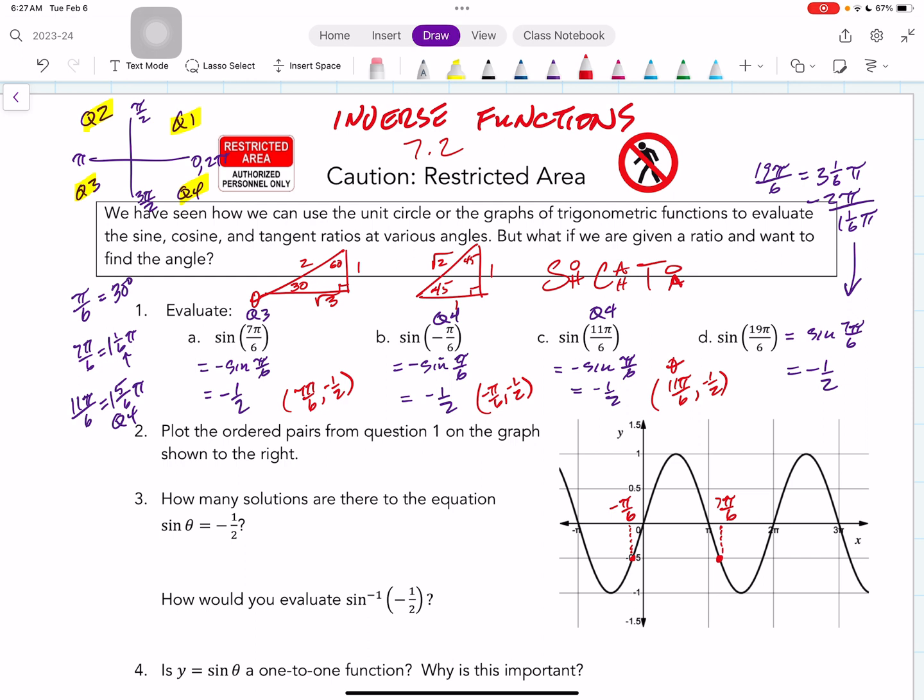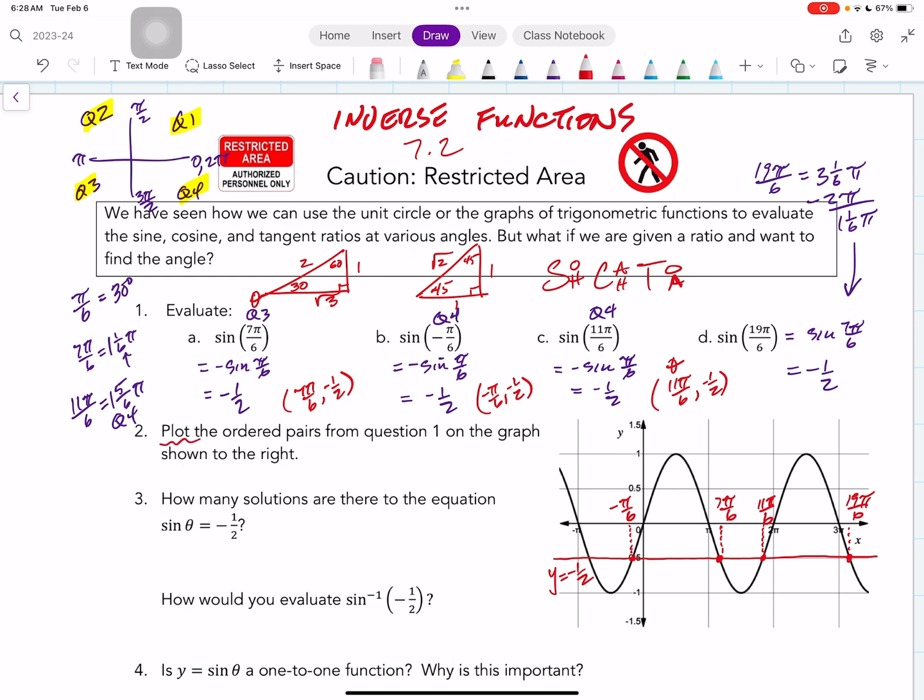So 11π/6 is almost 2π, so it's got to be right here. And then the last one, 19π/6, is greater than 3π, so it's got to be here, comma, negative 1/2. And notice this horizontal line right through here, that is y equals negative 1/2. Those are the ordered pairs. We plotted them, we're good there.